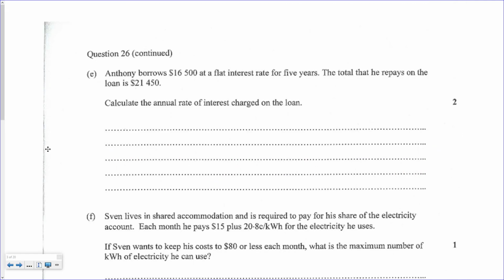Going into the next question, we see that Anthony borrows this amount in flat interest over 5 years. The total that he pays is that amount.